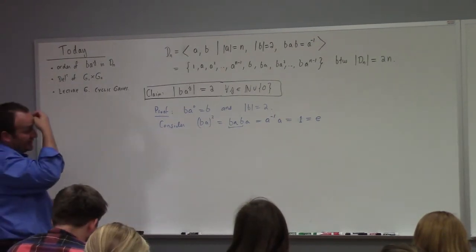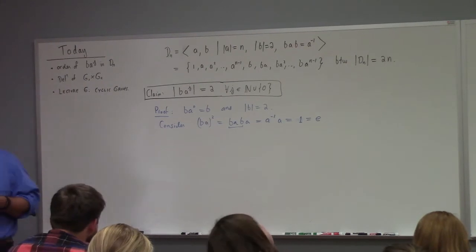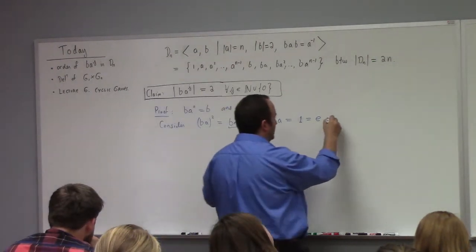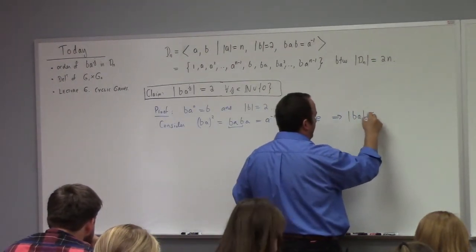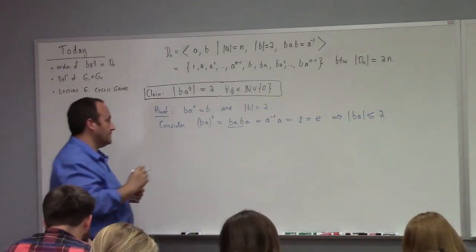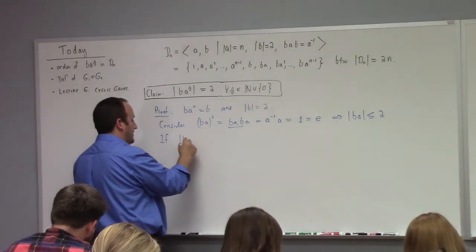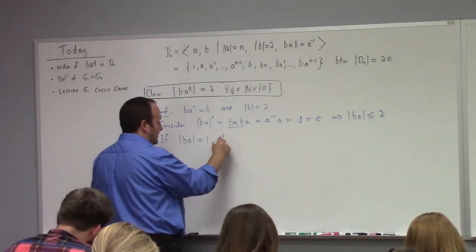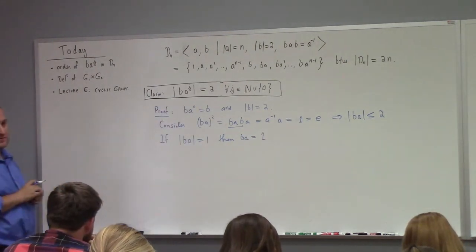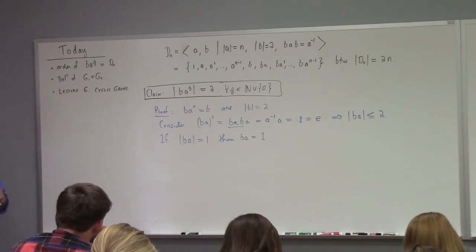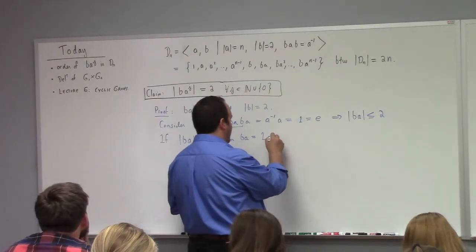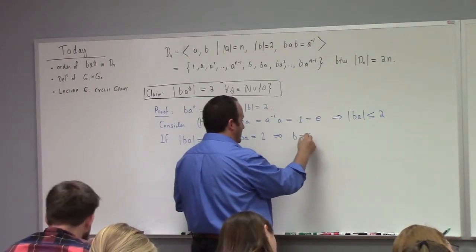Now, what does that say? That says that the order of ba is at most 2. How do I know it's not 1? What would it mean for the order of ba to be 1? If the order of ba is equal to 1, then ba is equal to 1, right? That's what that means. It is the identity. Is b times a the identity? It is not, right? This would say that b is equal to a inverse, right?